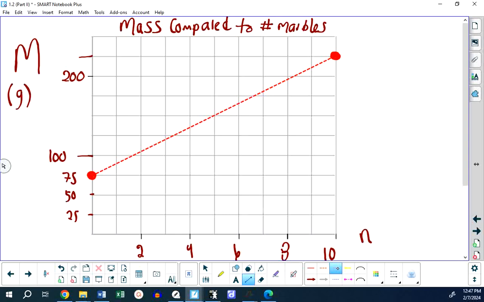Just because this is about math and not just this question, what was the mass when we had 2 marbles in it? Was it 105? Okay, well, if you look at where 2 marbles is, that means this is 105. So if you wanted to, you could put this point in here, but you don't need to.